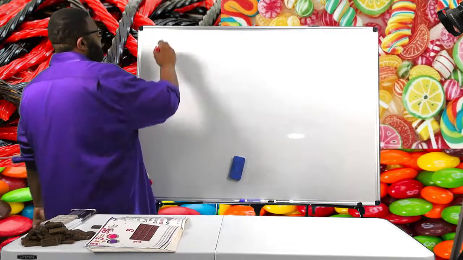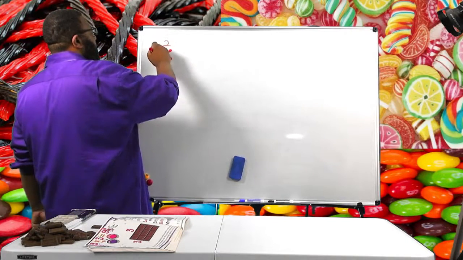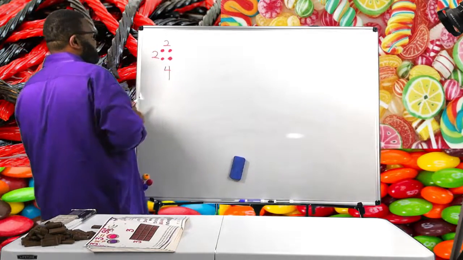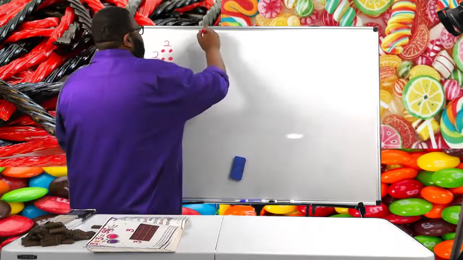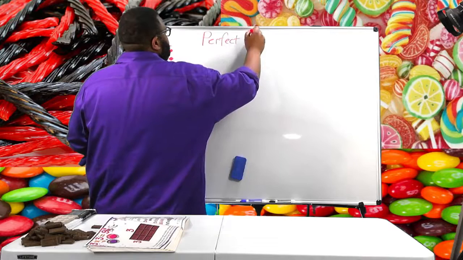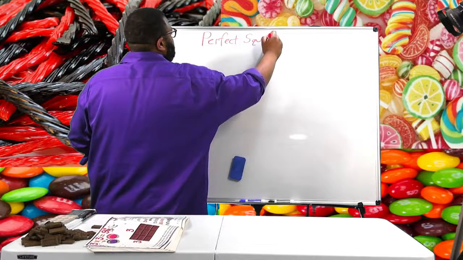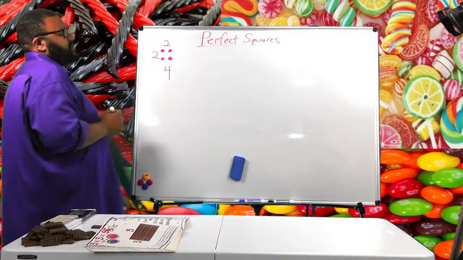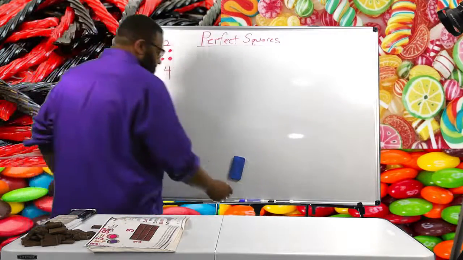All right. This is a 2 by 2, which equals 4. Okay, and what I'm talking about right now are these things called perfect squares. Okay, and I'll be doing another video with another book later on with this too.